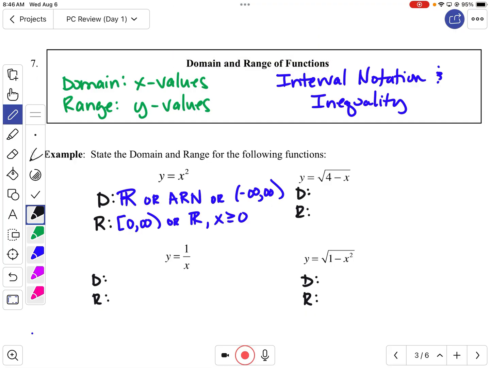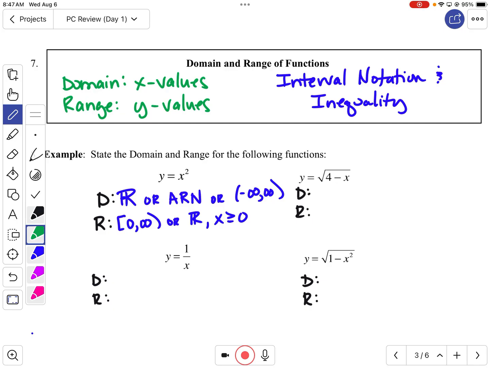All right, so with the square root of 4 minus x, what is going to be an issue with that one? Yeah, we got to have a positive number under the square root, okay? Can we have a 0 under the square root? Can we take the square root of 0? Yeah, okay. If that expression were in a denominator, could we take the square root of 0? No. All right, so knowing the difference between where it's located would be important.